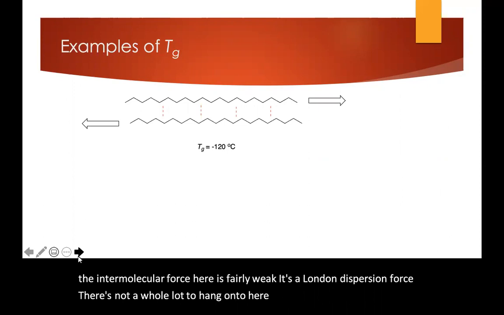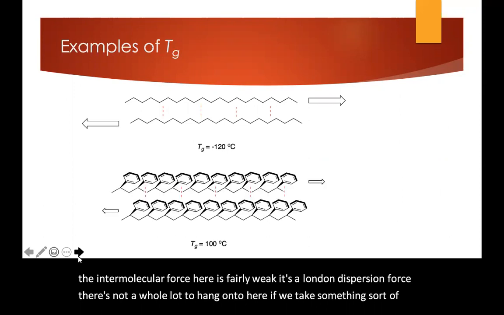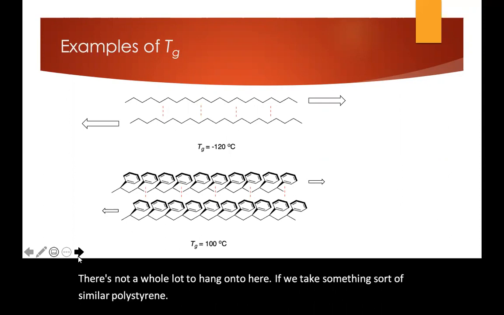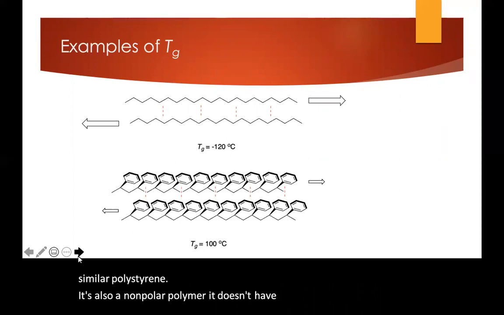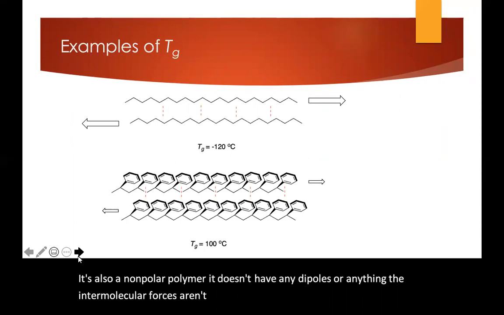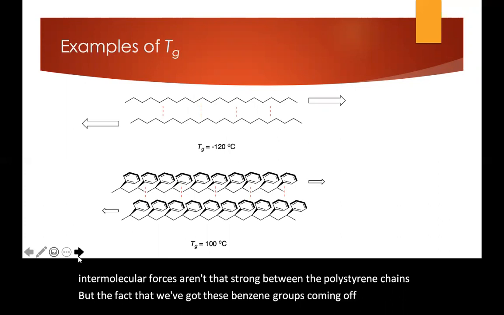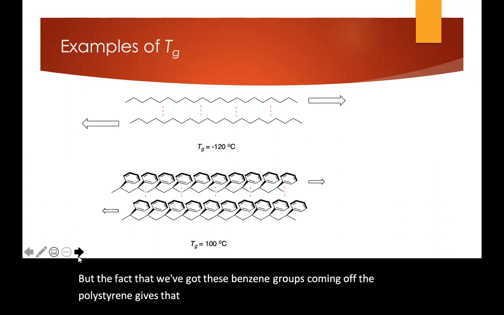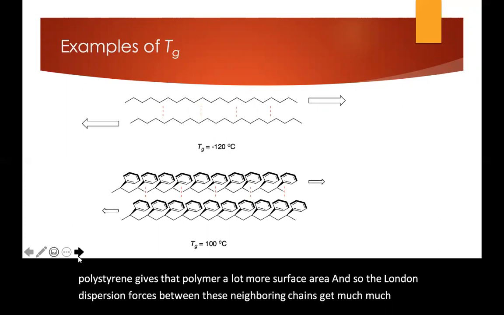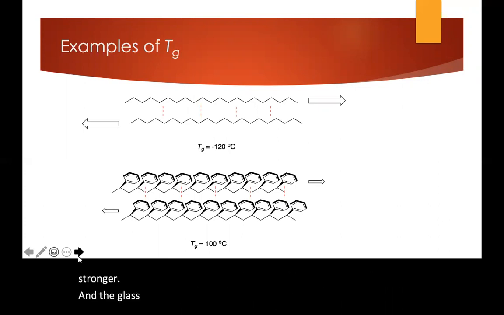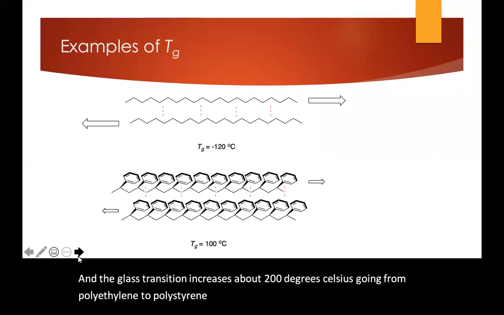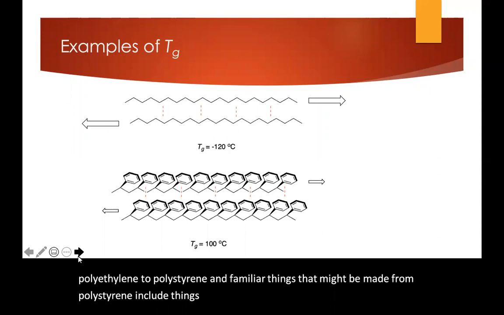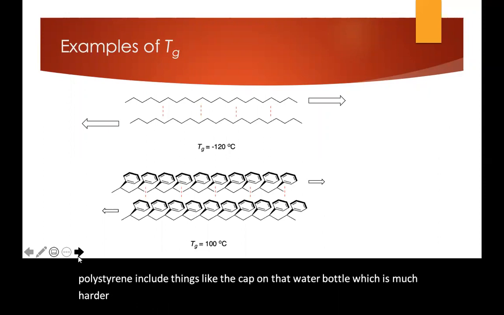If we take something sort of similar, polystyrene, it's also a nonpolar polymer. It doesn't have any dipoles or anything. The intermolecular forces aren't that strong between the polystyrene chains. But the fact that we've got these benzene groups coming off the polystyrene gives that polymer a lot more surface area. And so the London dispersion forces between these neighboring chains get much, much stronger. The glass transition increases about 200 degrees Celsius, going from polyethylene to polystyrene. Familiar things that might be made from polystyrene include the cap on that water bottle, which is much harder to crush than the water bottle itself.